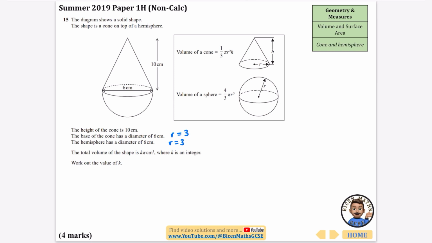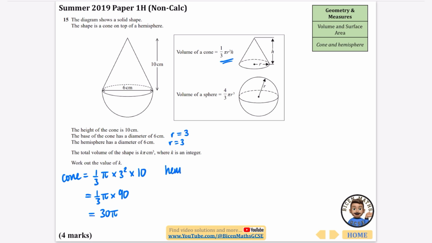Well, basically, they're just saying find the volume of the shape, and then we'll figure out what k is. So I'm going to start off with the volume of the cone there. The volume of the cone, we're just going to use this formula at the top, is 1/3 multiplied by pi, multiplied by the radius squared, multiplied by the height, and the height we can see on the diagram is 10. Now, this is non-calculator, so we'll be careful here. That's 1/3 pi multiplied by 3 squared times 10. That's 9 times 10, which is 90. And 1/3 of 90 is 30. So we have 30 pi for the cone.